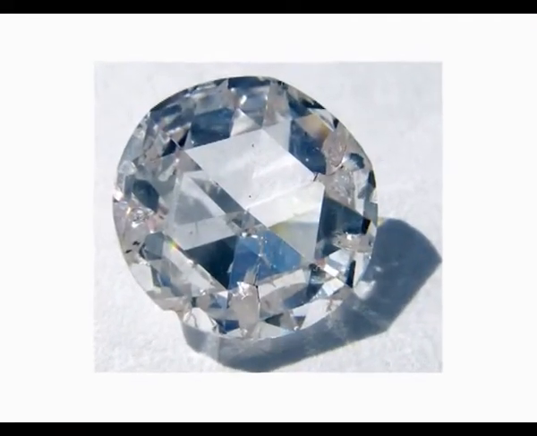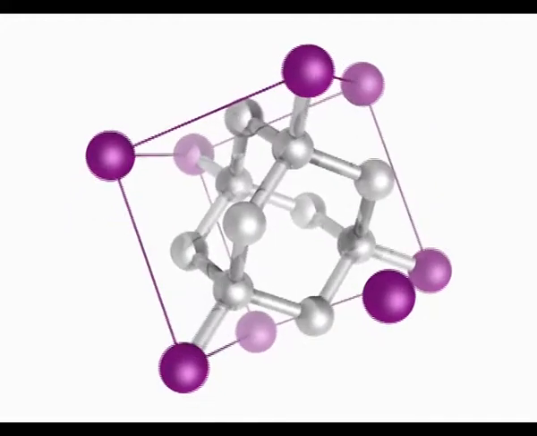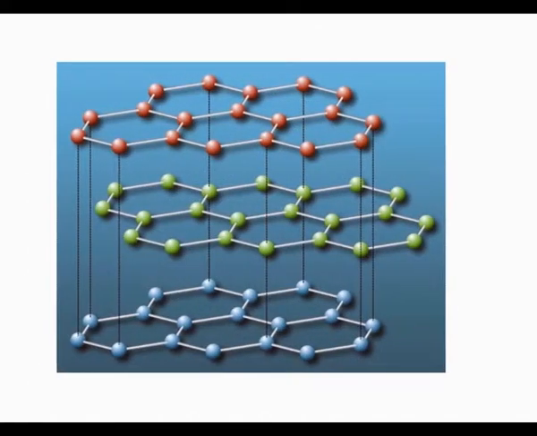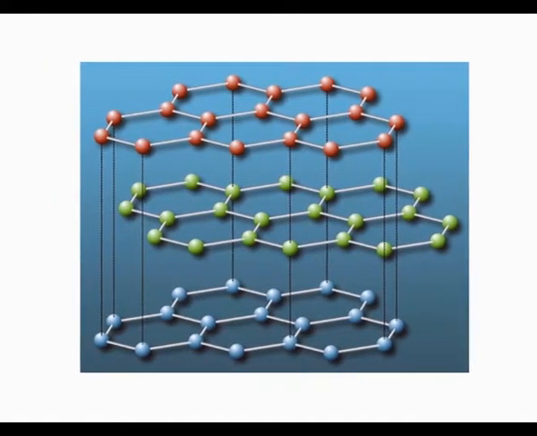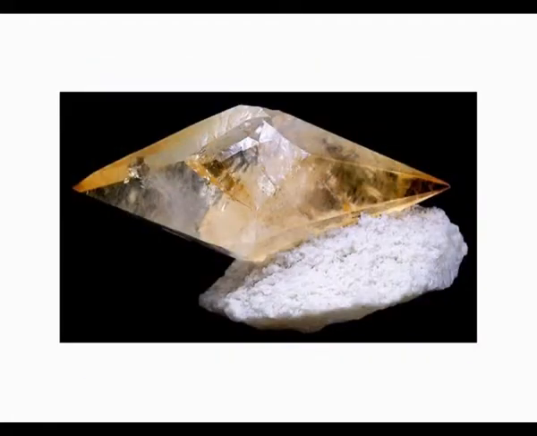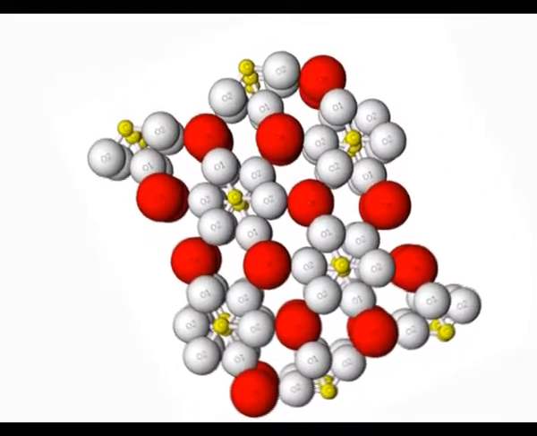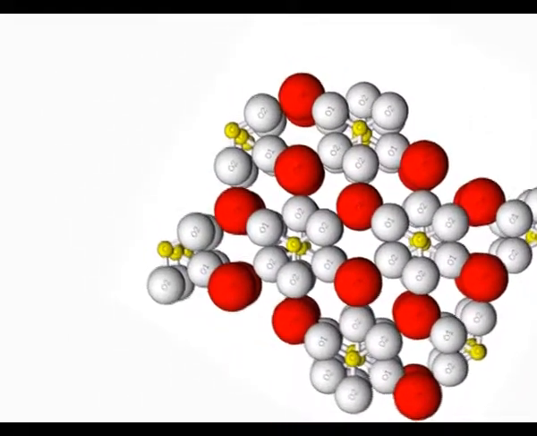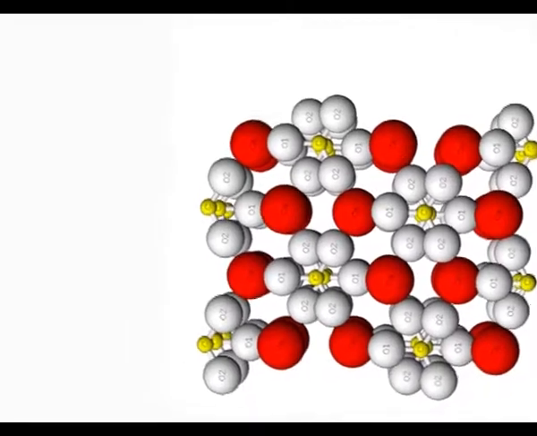Examples here include diamond, carbon and cubic, and graphite, which is carbon hexagonal, and calcite, which is trigonal, and aragonite, which is orthorhombic, both forms of calcium carbonate.